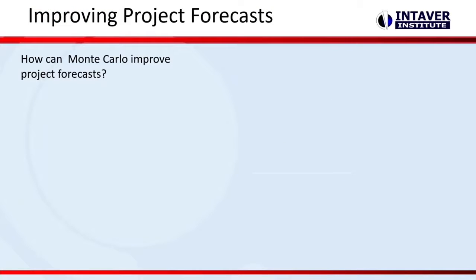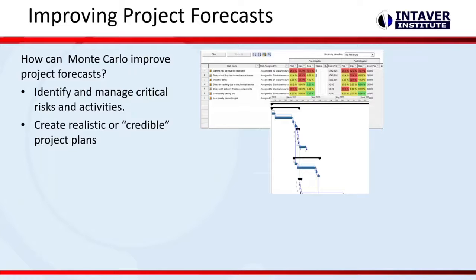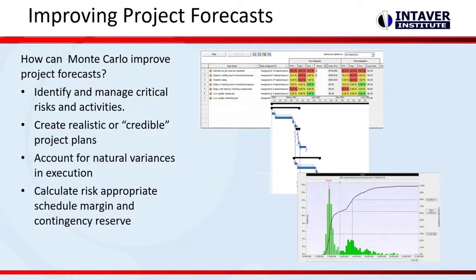So, improving project forecasts. The first thing that will come out of it, I just wanted to cover this earlier, is that we are able to identify and manage critical risks and activities. We can create realistic or credible project plans. And we can account for natural variances in execution. And from that, we can calculate risk-appropriate schedule margin and contingency reserve.